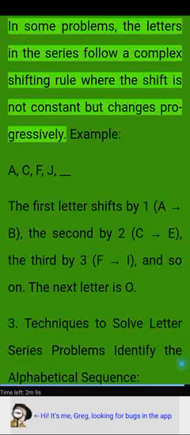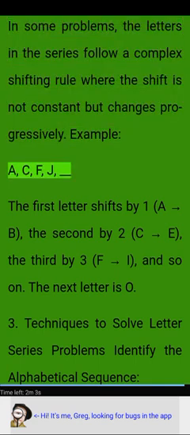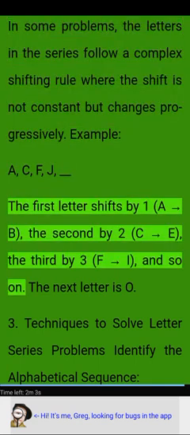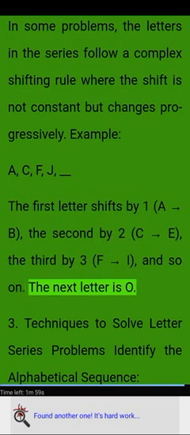Complex letter shifting. In some problems, the letters in the series follow a complex shifting rule where the shift is not constant but changes progressively. Example: A, C, F, J, blank, blank. The first letter shifts by 1, A → B, the second by 2, C → E, the third by 3, F → I, and so on. The next letter is O.